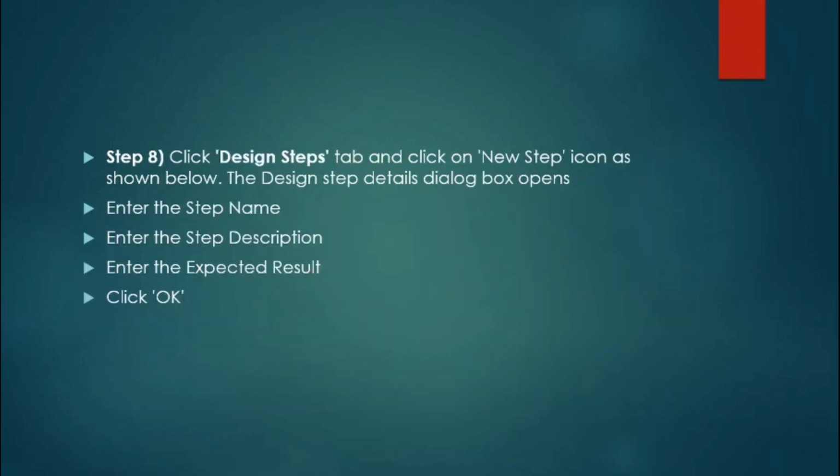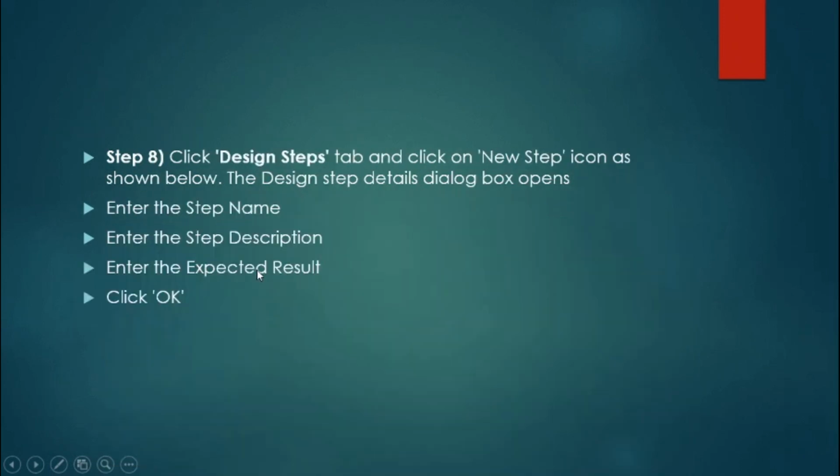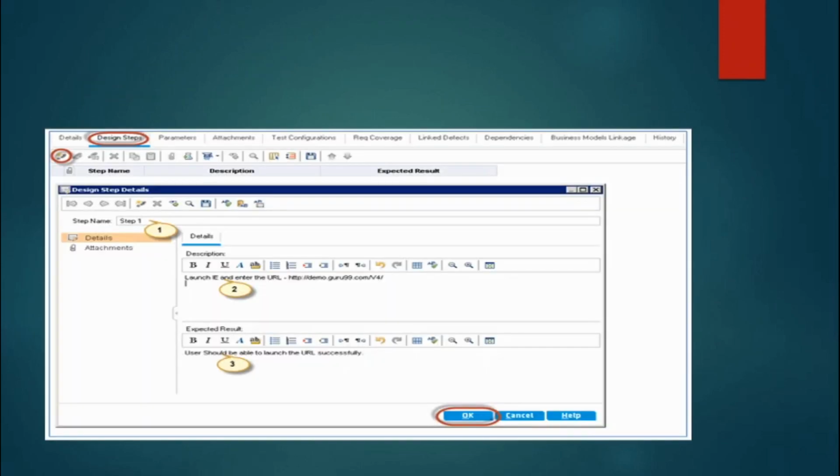Now once you click on the design steps, the second tab, you have to click on the new step icon in the following diagram. Then you have to enter the step name, step description, and the expected result and click OK. Now let me show you. So here you can see step name. It is step 1, so no need to change this one.